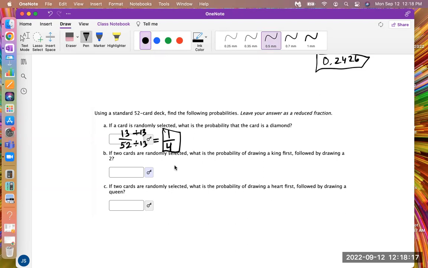If that is the case, then we're going to do the probability of drawing a king, because the probability and formula says multiply the probabilities, times the probability of drawing a two, given that the first card was a king and we took it out.